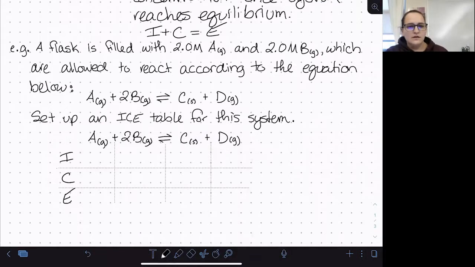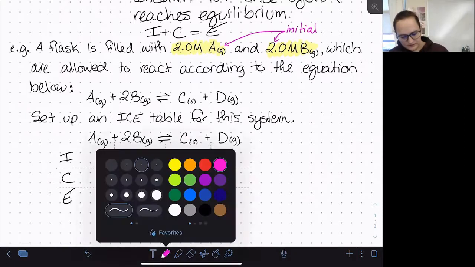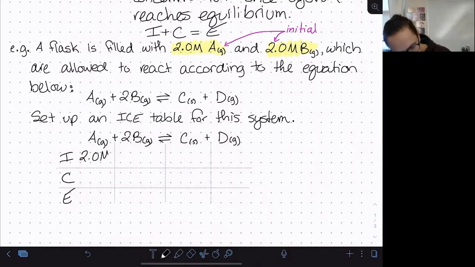So we are given initial concentrations in the problem here. Our flask is filled with 2 molar A and 2 molar B. So these are our initial concentrations. That's how much we are putting in our system to start with. We're not told there's any C or D in the system, so we can assume that there is none.